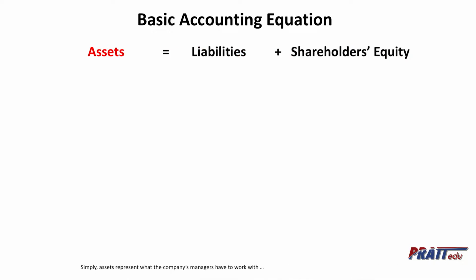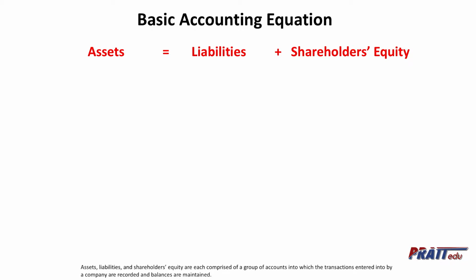Simply, assets represent what the company's managers have to work with, and liabilities and shareholders' equity represent where the assets came from, the sources of the assets. Liabilities are obligations to be paid back in the future, and shareholders' equity is the investment made by the shareholders or owners.